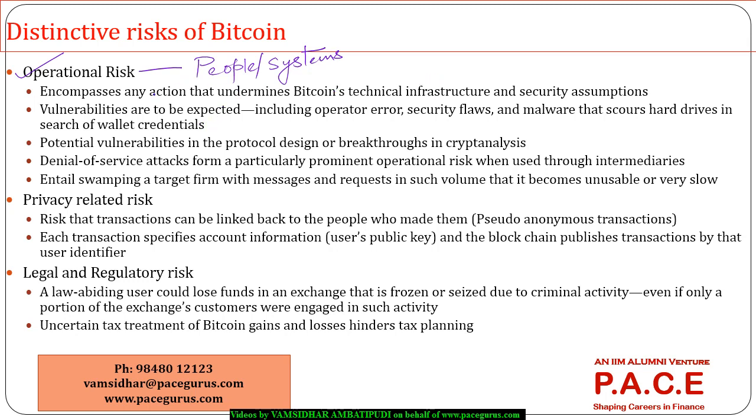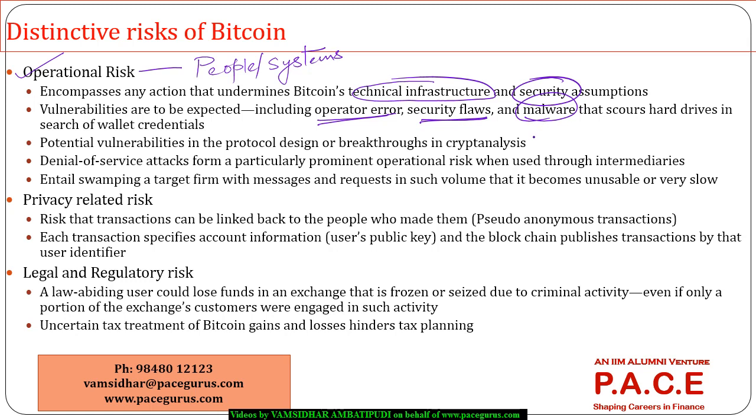So any action that is undermining the technical infrastructure of Bitcoin, the technology relating to the Bitcoin comes under the operation risk. All kinds of sources where the security can very well be breached is also coming into the operational risk. So there are various kinds of vulnerabilities that I can expect with the usage of Bitcoin. All kinds of operating errors are possible. The security breaches are very much possible.